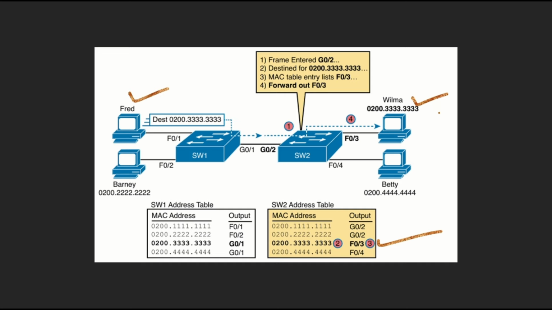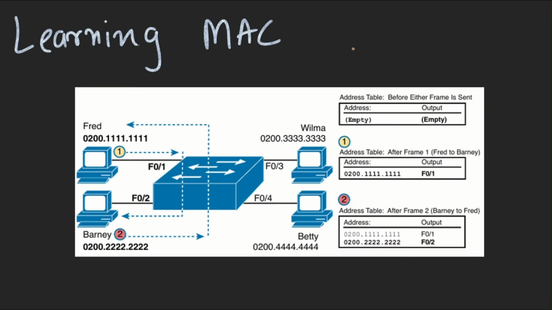at Wilma's computer, right? But the question here is, how is it learning the MAC address in the first place? So when Fred sends a frame for some other computer, it will send it through this interface, right? When the switch receives a frame at this interface, it looks at the source address of that frame. At first, the table is empty, but when the frame is received, it will update the table with the MAC address and the port at which the frame is received, right?